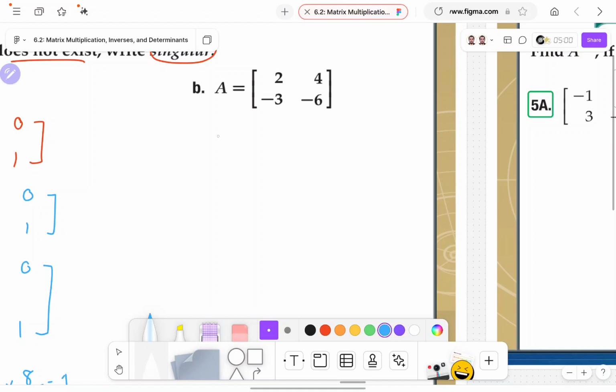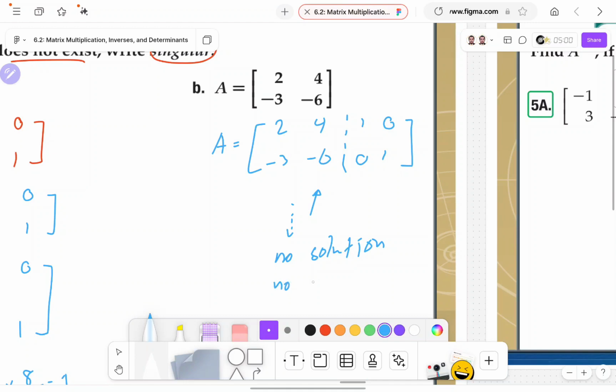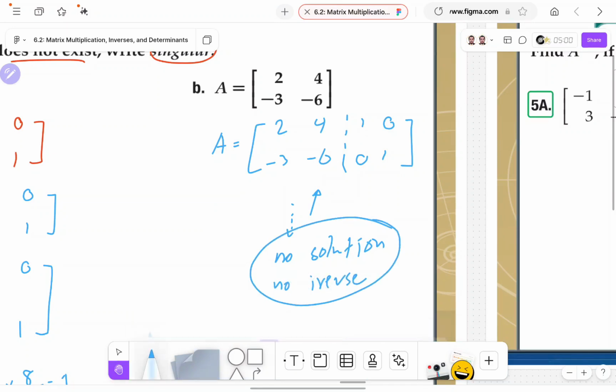So to find the inverse of question B, I'm going to apply the same rule that I did. 2, -3, -6, then 1, 0, 0, 1. But as you can see here, if we follow the same steps, we will get no solution, because this matrix has no inverse.